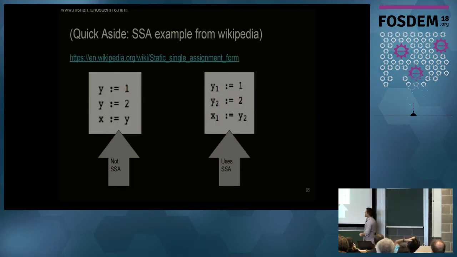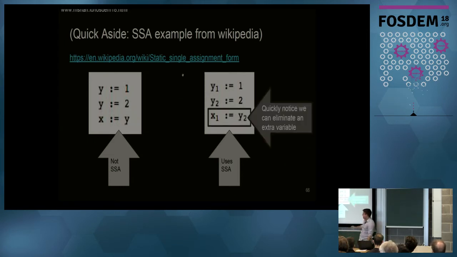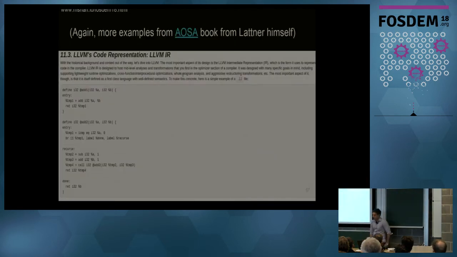Okay, so a quick aside on single static assignment, from the wiki page. Starting on the right side, you assign every single variable a unique name here. Then you can capture that there's some redundancy. Oh, x1 is y2 for this assignment, so we can get rid of something. That would be an example of a simple optimization, some of the common ones from compilers. Okay, so more on the IR is in the open source architecture book from Lattner himself. This is a great resource on that.